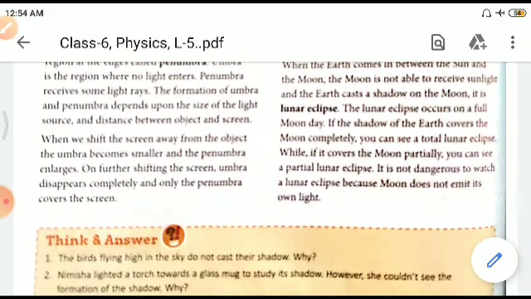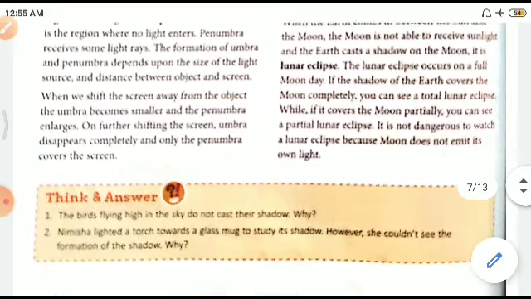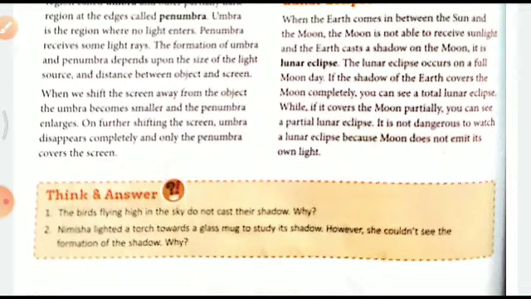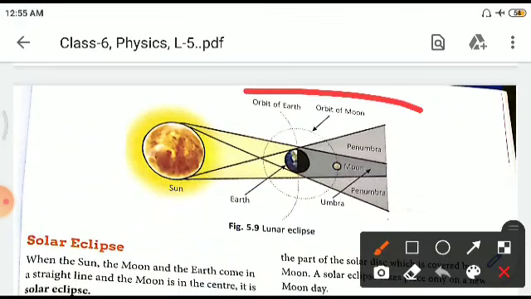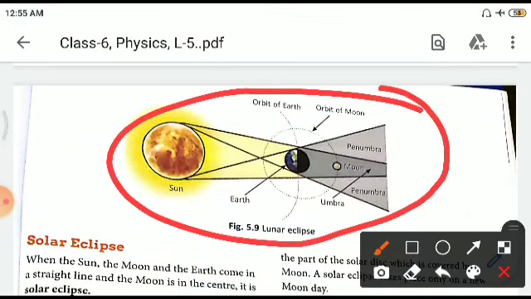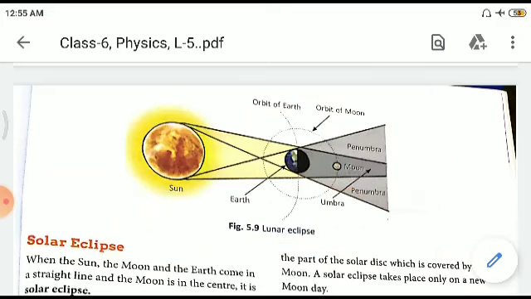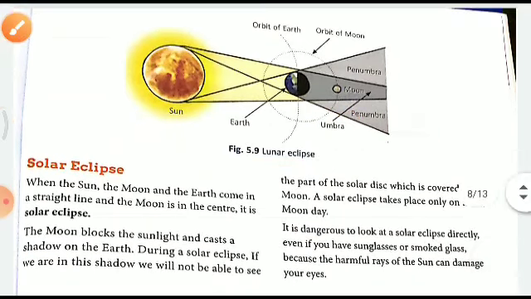It is not dangerous to watch a lunar eclipse because moon does not emit its own light, right? See, this is the diagram of that. You need to practice this diagram. You see here, children, penumbra is there, and at the center there is umbra, right? If the moon is at the umbra region, then there will be a total eclipse. Okay. Now, sorry, lunar eclipse. Now we come to solar eclipse.